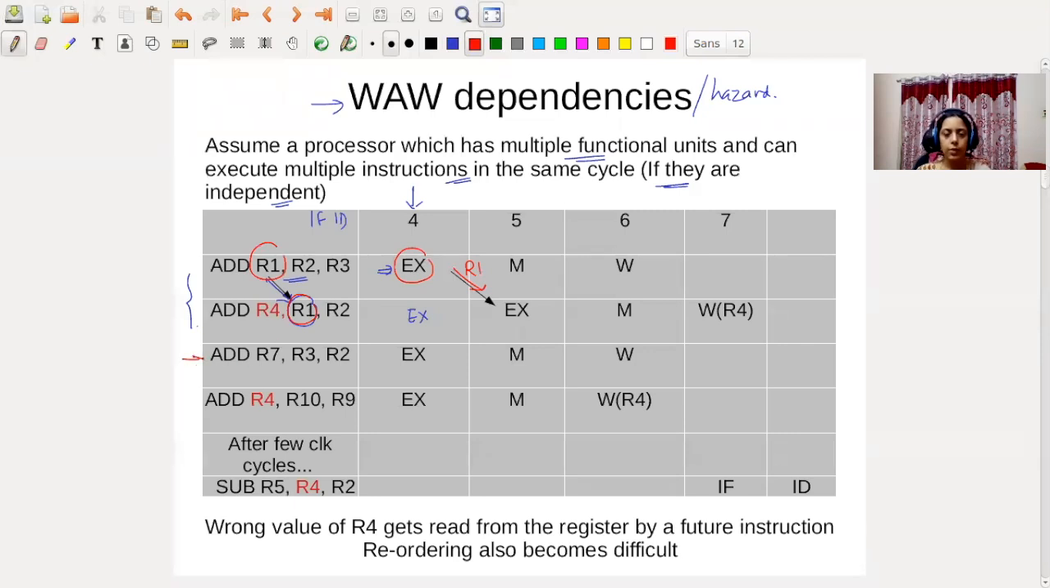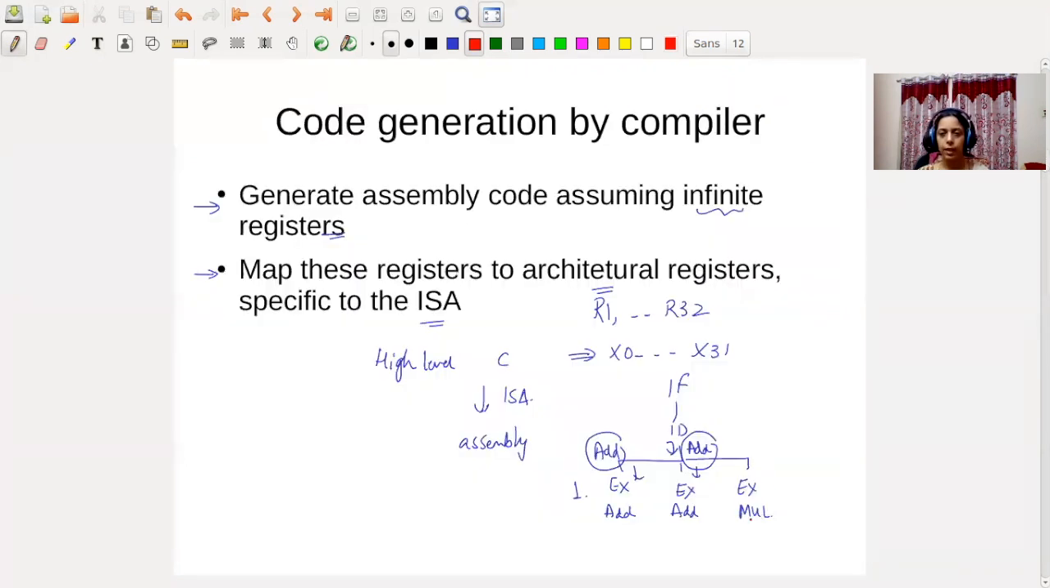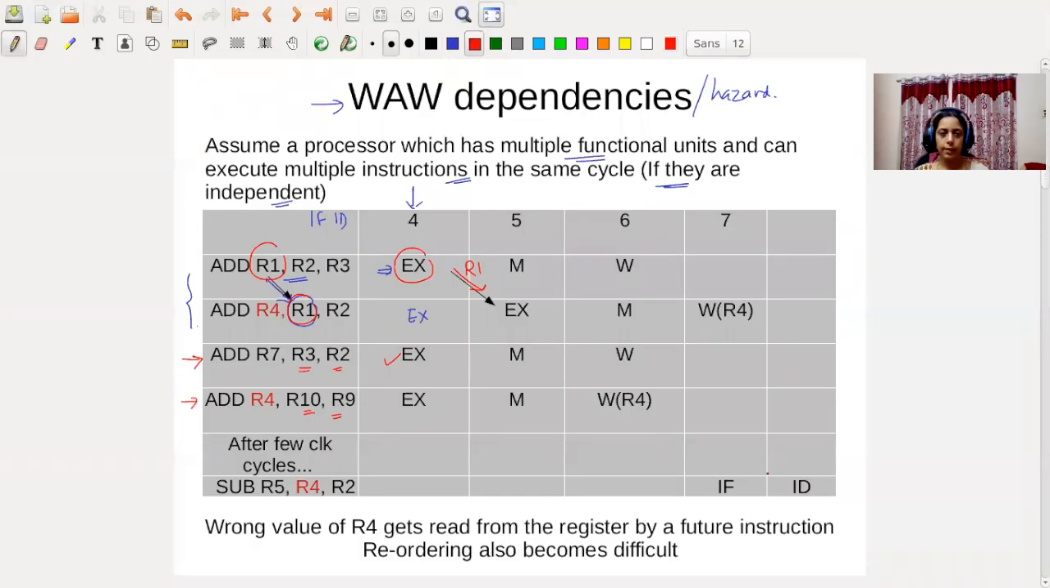Now, what about the third instruction? The third instruction is not dependent. It has R3 and R2 available, so it can start its execution because we have parallel execution units. And similarly, the next instruction has R10 and R9 as the sources, and therefore that also does not have any dependencies. So here we are assuming that this third EX unit can also perform addition. So you can send in that add instruction also to the execution unit. So currently that is our assumption.